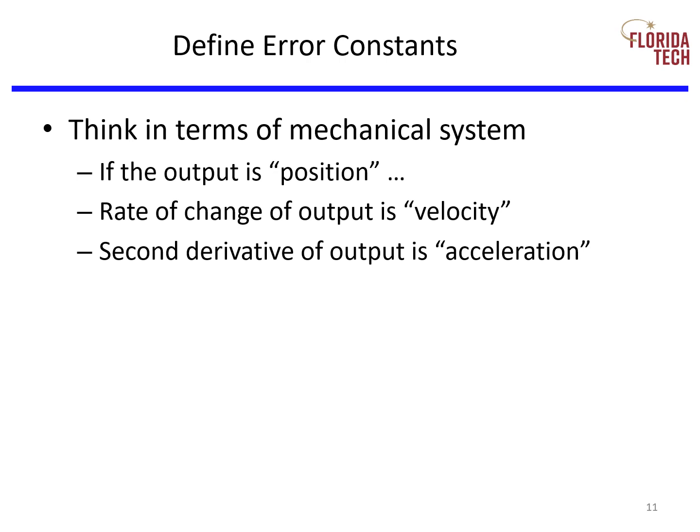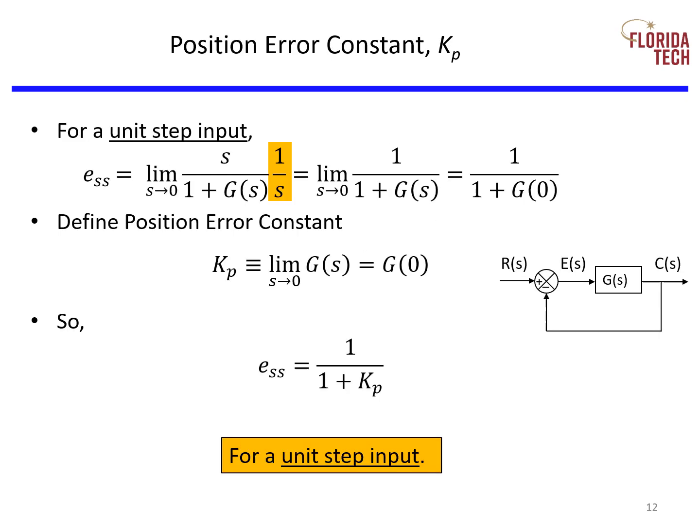To help understand these, think in terms of a mechanical system. If the output is position, then the first derivative is velocity, and the second derivative is acceleration. In fact, we'll use the subscripts P, V, and A in the definitions. Consider the block diagram with a unit step input. We know on the Laplace table the unit step is 1 over s. If we substitute that for R in the steady state error equation, we get 1 over 1 plus G evaluated at s equals 0 on the right-hand side.